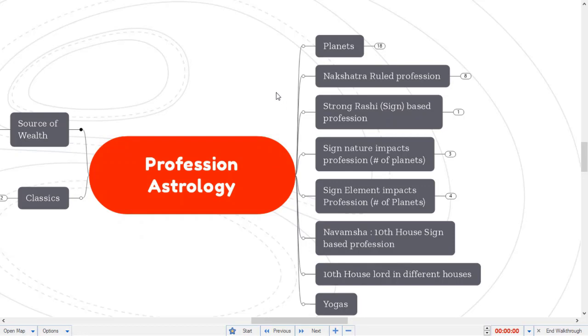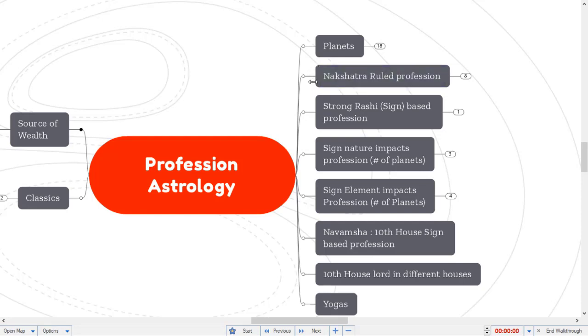The first important thing is that you should know all the planets, in terms of what they signify when it comes to profession. For example, Sun represents mostly government job. Mars is like a soldier. So those kinds of aspects. That's the planets; I'll go into details later. Let's look first at the key themes.